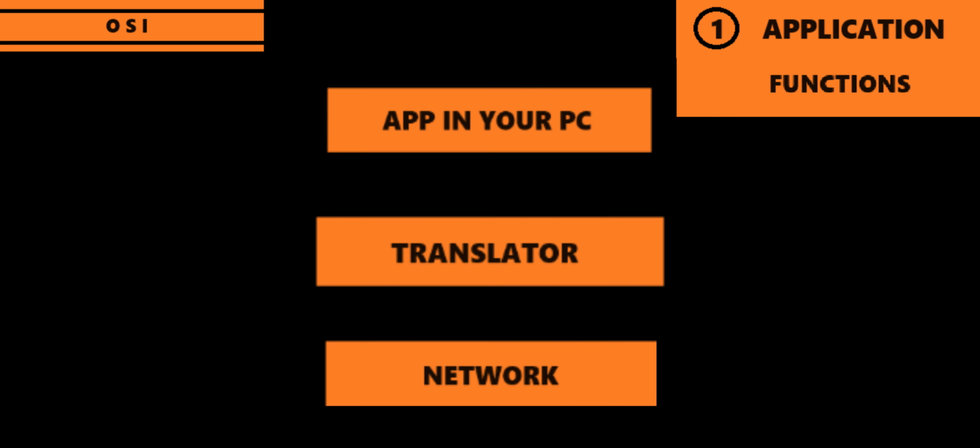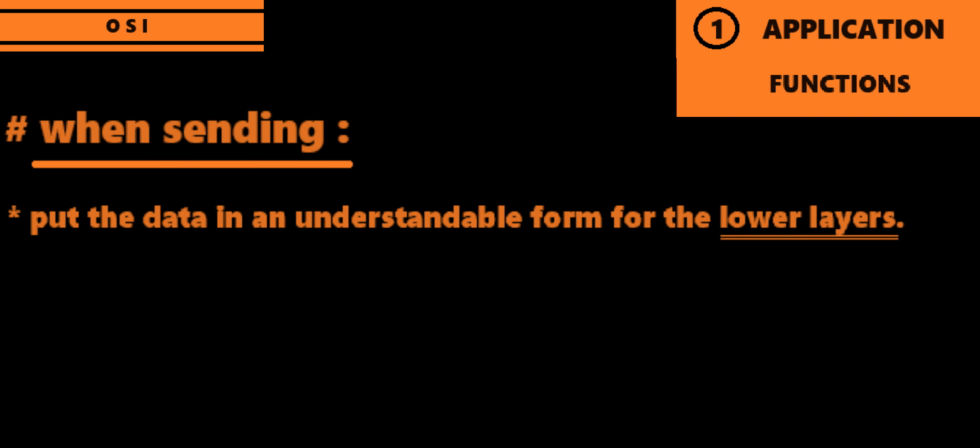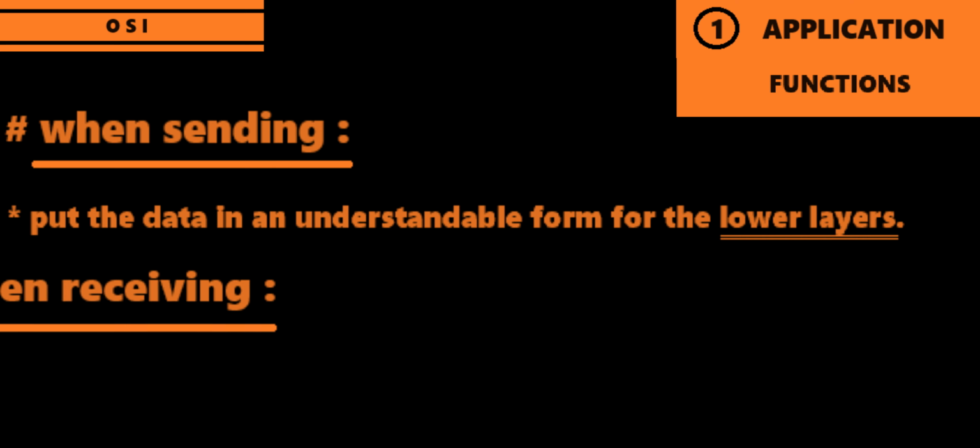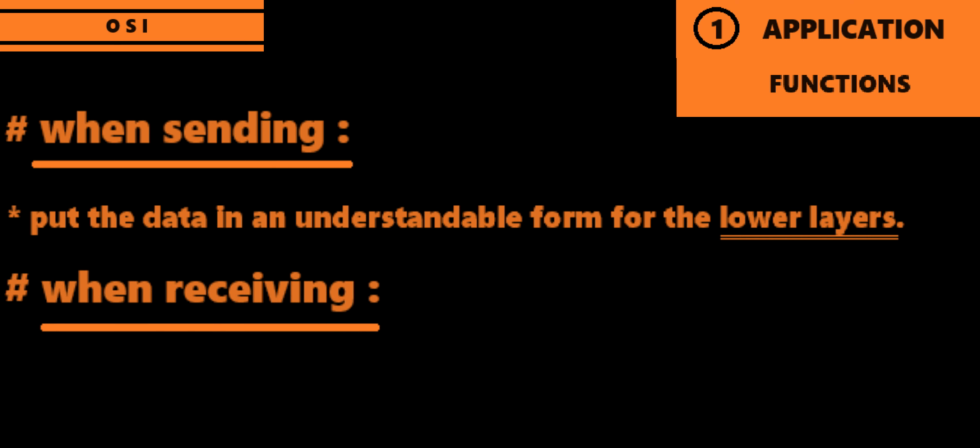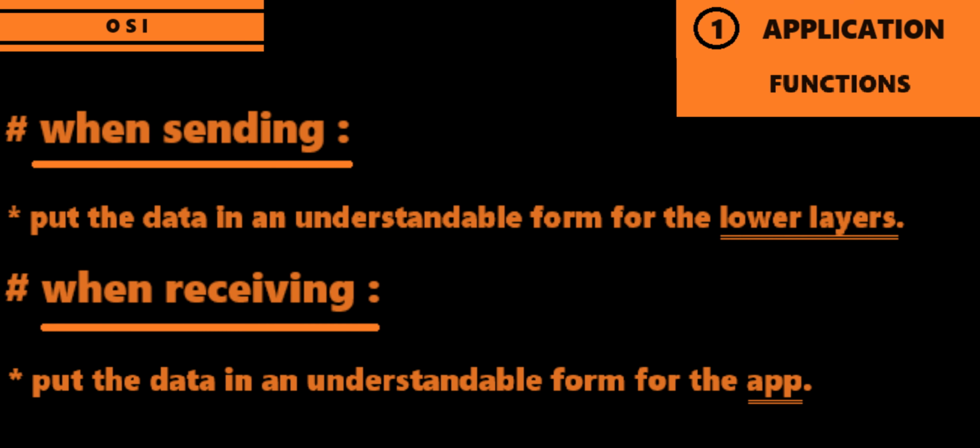Let's start with the application layer. The application layer is an interface between the network and the application. In case of sending a message, the application layer will take the data from the app and put it in a form that the other lower layers of the OSI can understand and work with. But in case of receiving a message, the process will be reversed. The application layer will take the data from the lower layer, then put it in an understandable format for the app in the receiver device to represent it.